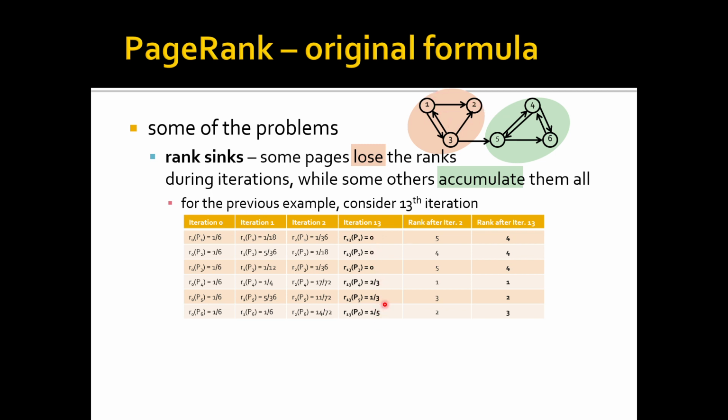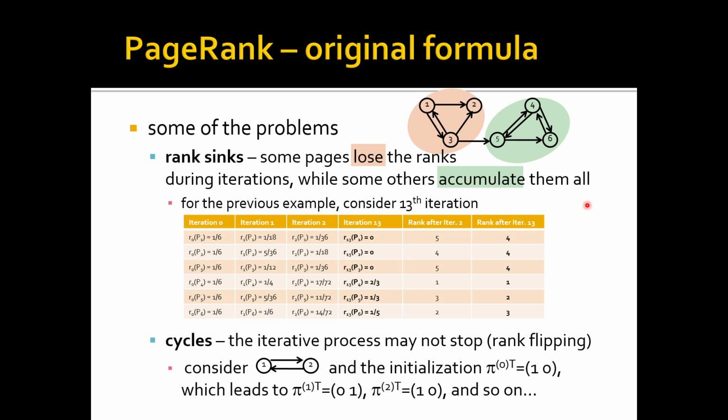And then, if we recompute the positions of the pages in the ranking, we get P4 is first, P5 is second, P6 is third, and then all of the other pages are on the 4th place. So there is no other ranking between these ones. And this is bad because we want to have ranking and not this aggregated result. So this is the first problem, rank sinks, and the second problem is cycles.